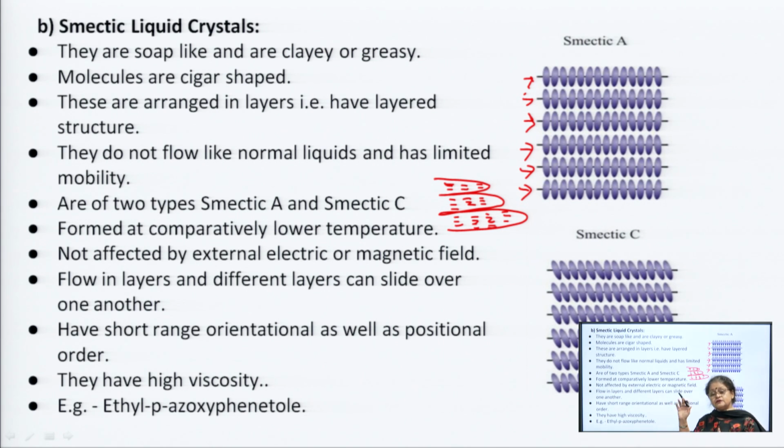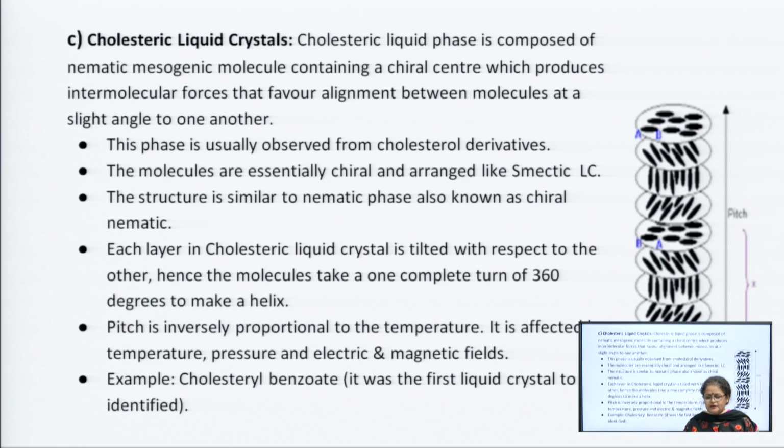Because they retain more of the crystalline nature, when we heat a solid, first it changes into smectic and then it moves on into a nematic style, nematic behavior, nematic nature. One of the examples is ethyl para-azoxyphenetole. This is one of the examples of smectic liquid crystal.